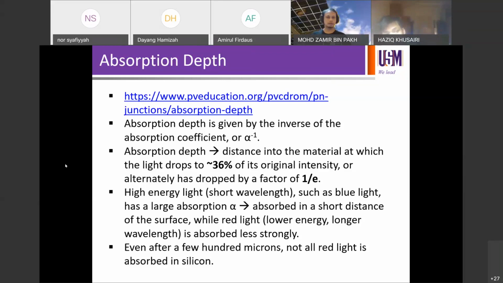So now let's move on to absorption depth. Absorption depth is given by the inverse of the absorption coefficient. So absorption depth is actually the reciprocal of the absorption coefficient, or alpha to the power of -1, or 1 over alpha, if you like, right? So absorption depth is the distance into the semiconductor material at which the light drops to 36% of its original intensity, or alternately has dropped by a factor of 1 over e.